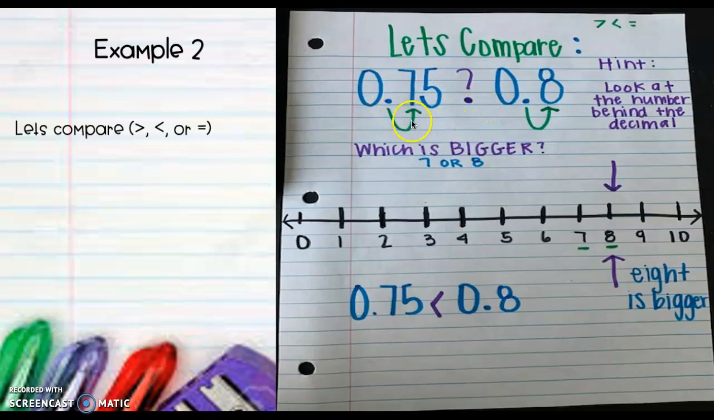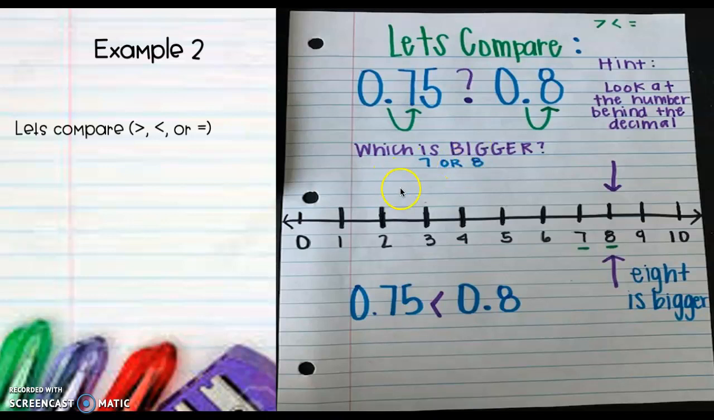So the hint is you're going to look at the number after the decimal place, okay? So we have our decimal right here, and I drew an arrow. The number after the decimal in this one is what? 7, okay? And the number after this decimal is what? 8. Perfect. So now, which is bigger? Is 7 the bigger number? Or is 8 the bigger number? I don't know. Let's look at it.